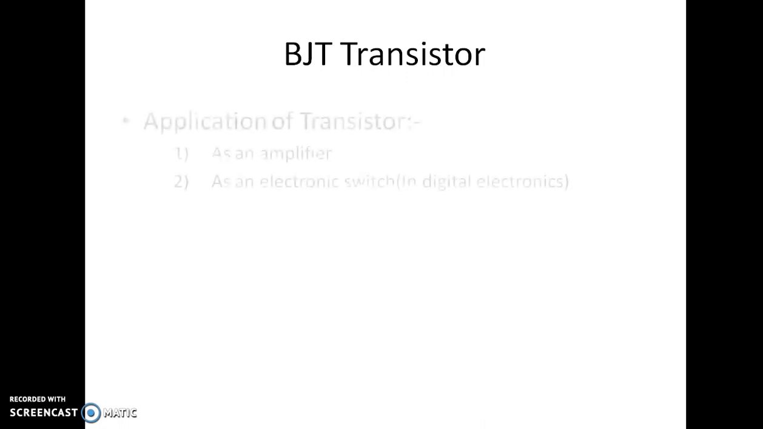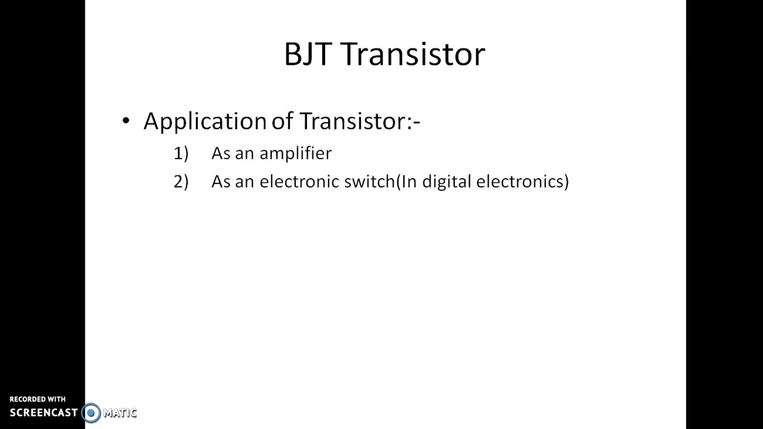Now, application of the BJT transistor. Mainly there are two types of application. First is as an amplifier, and second is as an electronic switch. The electronic switch application is used in digital electronics.